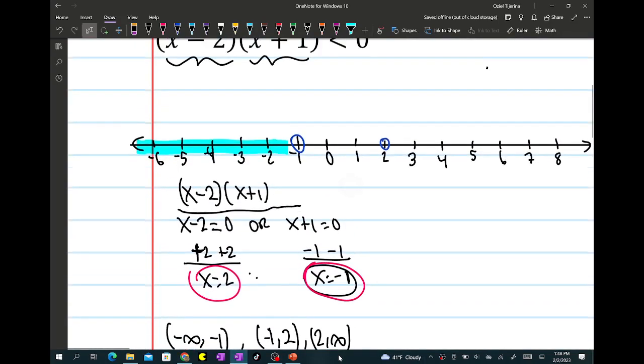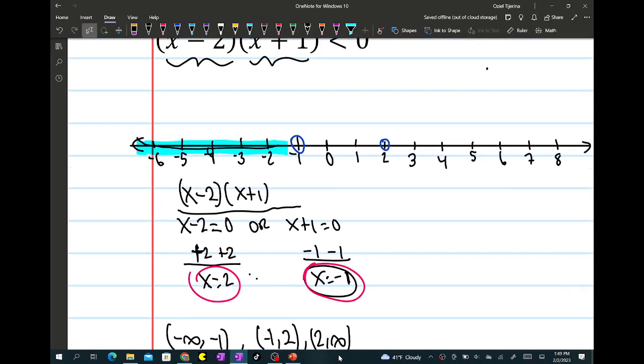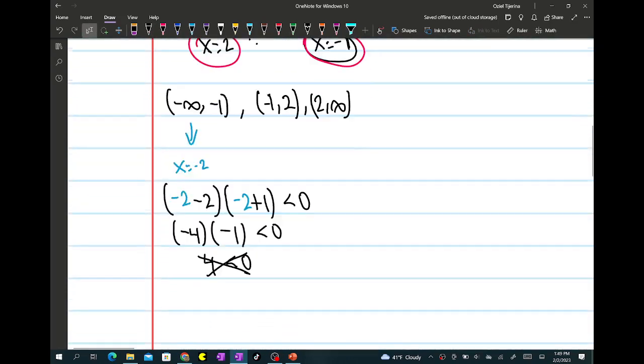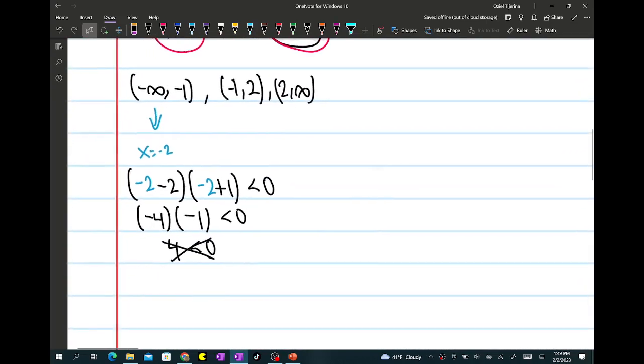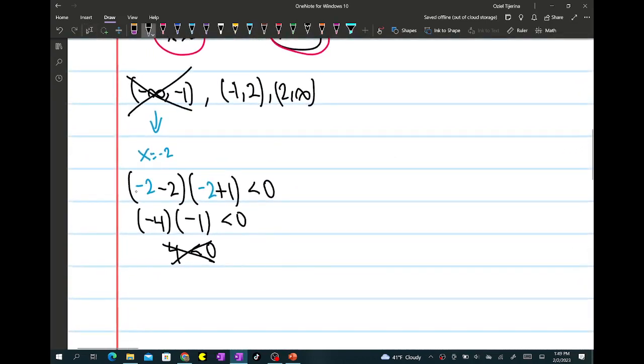So I definitely know that I'm not going to shade anywhere from negative infinity to negative 1. I definitely know that for sure, because it doesn't satisfy the inequality, basically. So we know that this is not going to work. Now, what about negative 1 to 2?